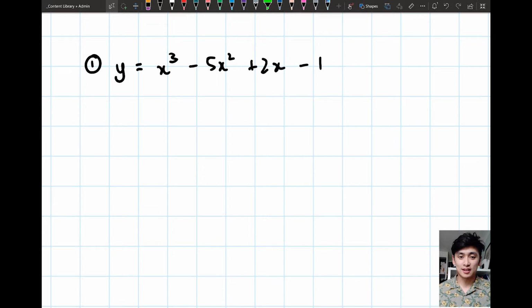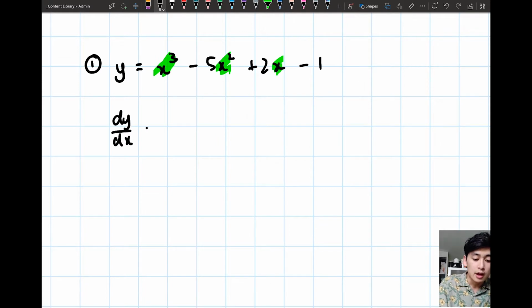Like I said, when we've got a power of x, and notice here we've got a whole bunch of terms with powers of x, what we want to do is bring down the power, so we multiply, and we subtract 1 from the current power. So I'm going to do that from the very beginning. Here I'm going to use my derivative notation, dy and dx.